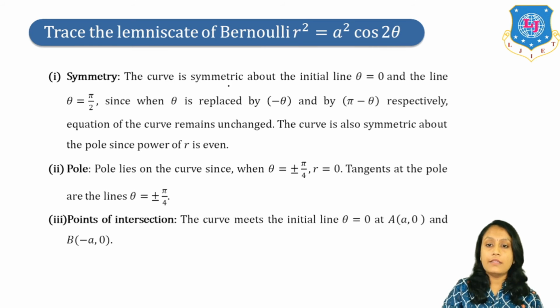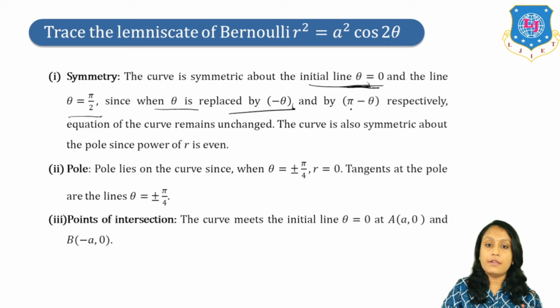Now we can say that the curve is symmetric about the initial line, theta equal to 0, and theta equal to pi by 2. Why? Because if we replace theta by minus theta, cos is an even function, so the equation will remain the same. So we can say that the curve is symmetric about the line theta equal to 0.